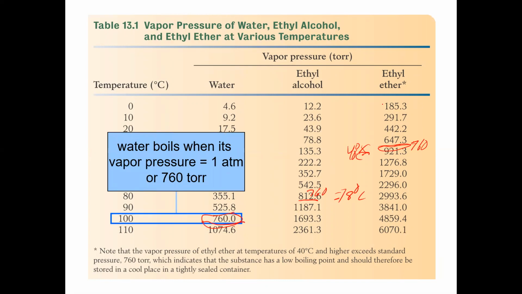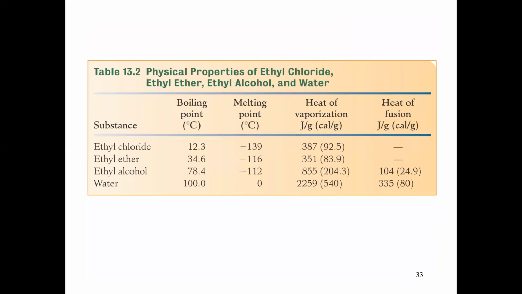Water boils when its vapor pressure equals the atmospheric pressure, 1 atmosphere or 760 torr. So here are some examples of other liquids: ethyl chloride, ethyl ether, ethyl alcohol, and then water there. The melting point.